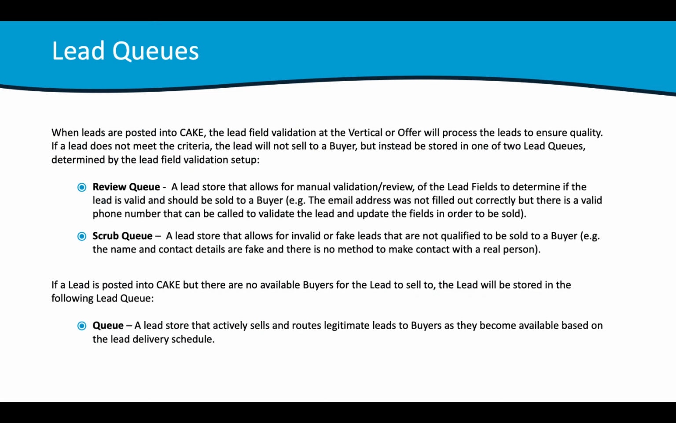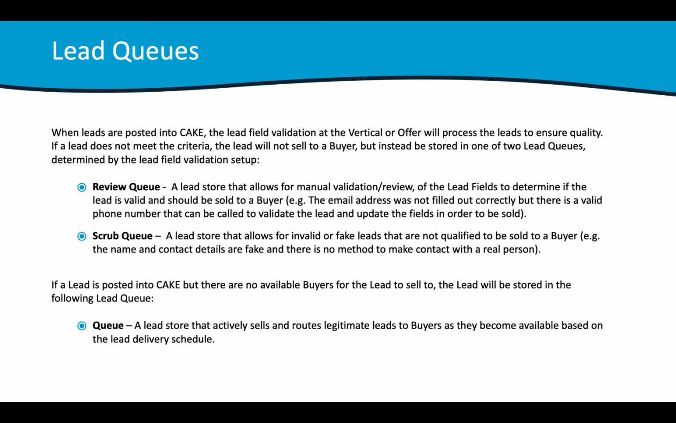Now, once a lead comes into Cake, we have this concept of lead queues. There's quite a bit of words on the screen, so instead of trying to listen to me and read, we're just going to read together, and then I'll add some color along the way. When leads are posted into Cake, the lead field validation at the vertical or the offer will process the leads to ensure quality. If a lead does not meet the criteria, such as the first name is not present, the lead will not sell to the buyer. Instead, it will be stored in one of these two lead queues determined by the lead field validation setup.